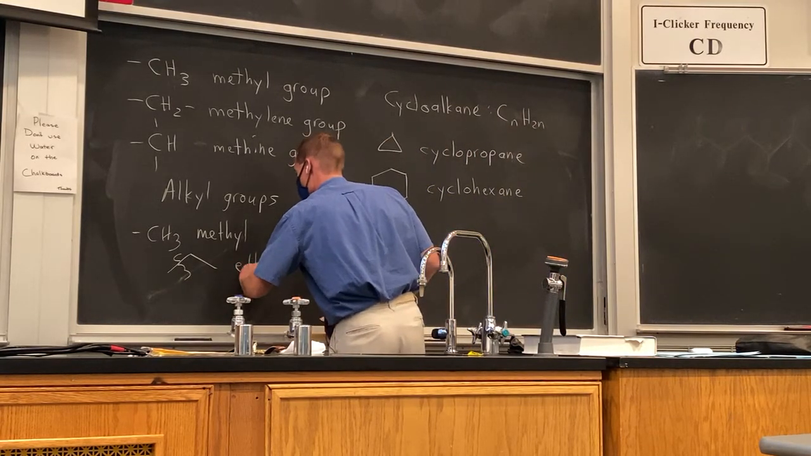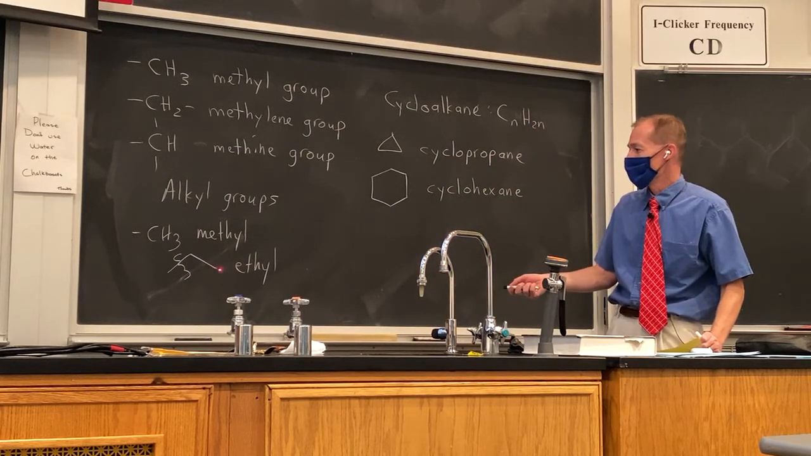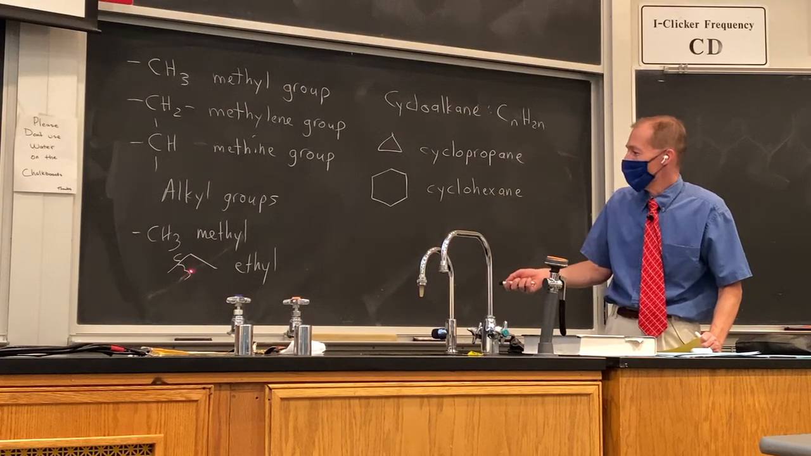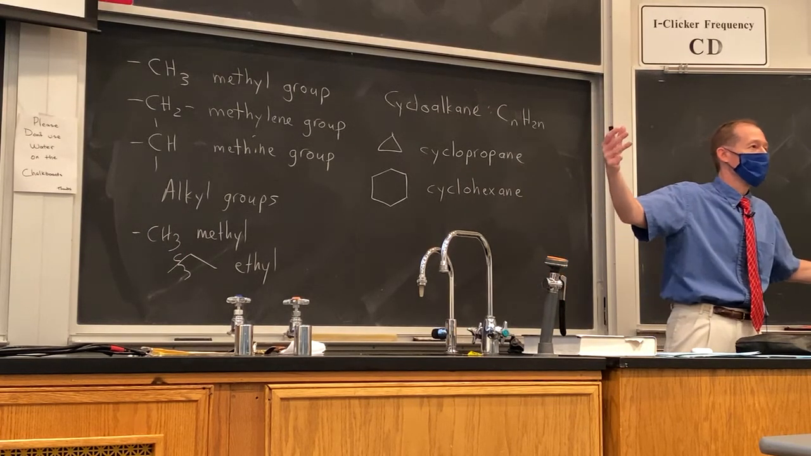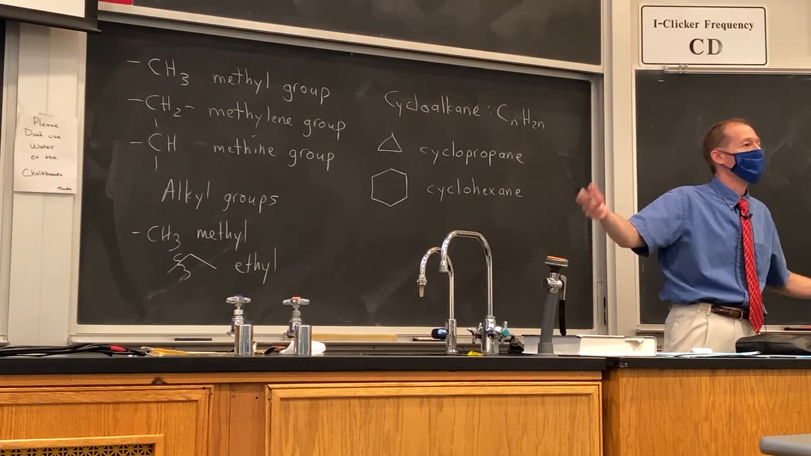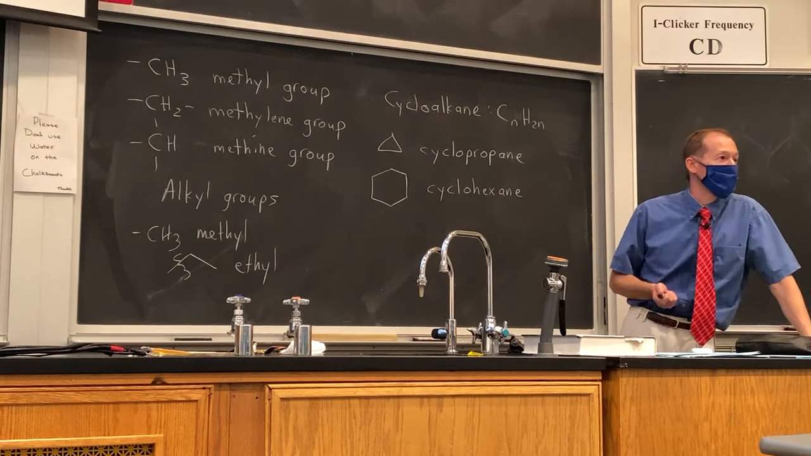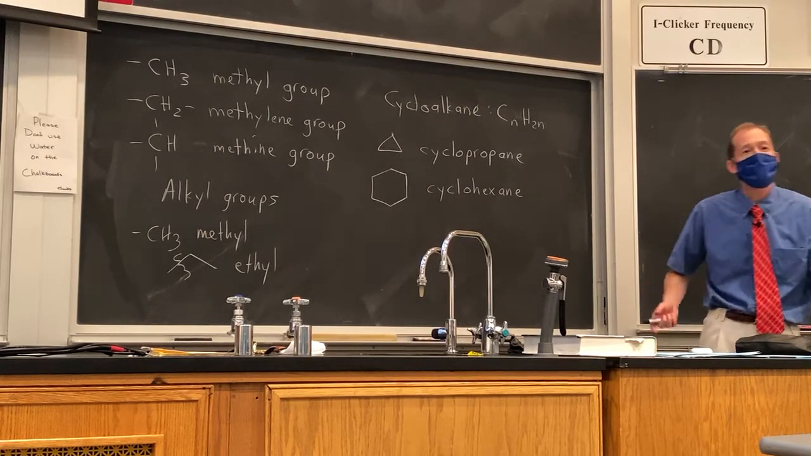So what we have here: we have a carbon, that's a CH3. We have a carbon there, that's a CH2. And the bond I've drawn the squiggly line through, that means that that CH2 is attached to something longer, either a longer chain or to a ring. Okay, so methyl and ethyl, those are our simplest alkyl groups.